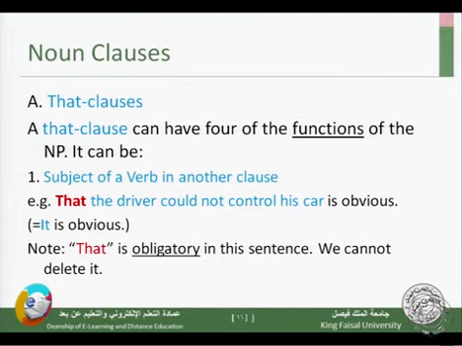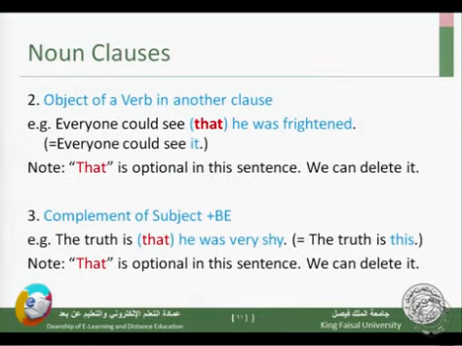In this case, that is obligatory. We cannot delete that. We cannot say the driver could not control his car is obvious. This is not correct. We need that to be in the clause, or in the subordinate clause. We cannot remove it. It is not optional. It is obligatory. Another function of the noun clause, or of that clauses in particular, is that they can be the object of a verb in another clause.